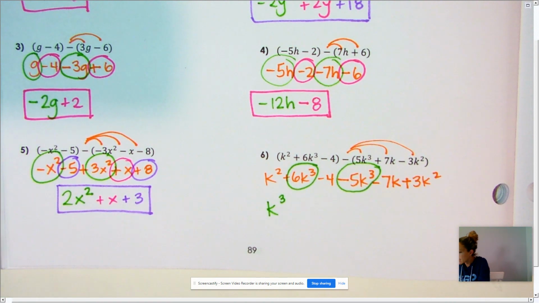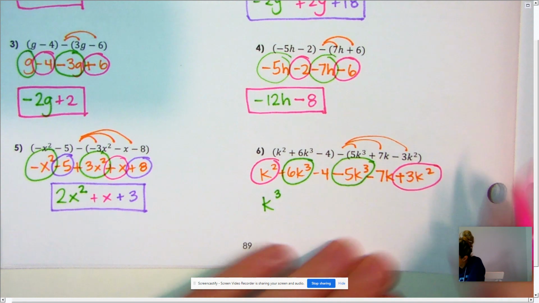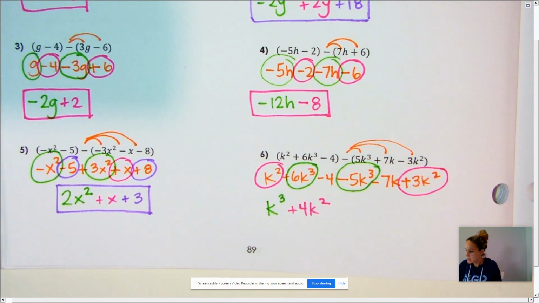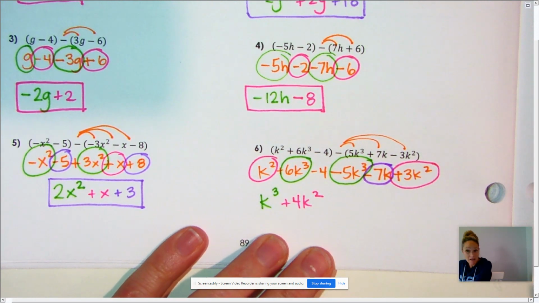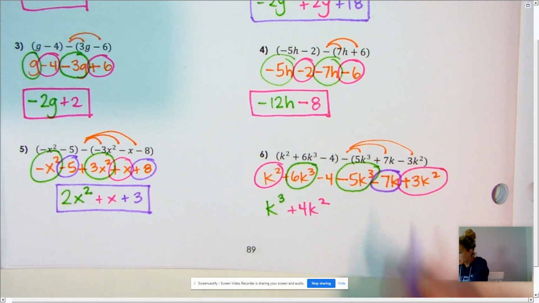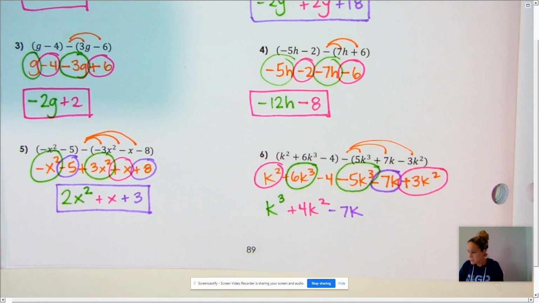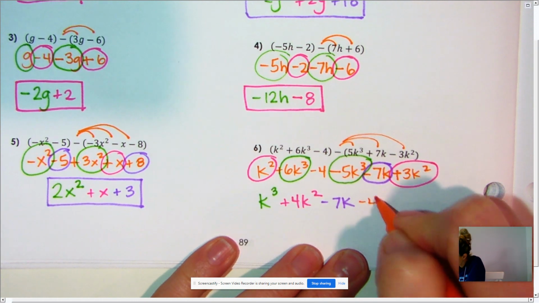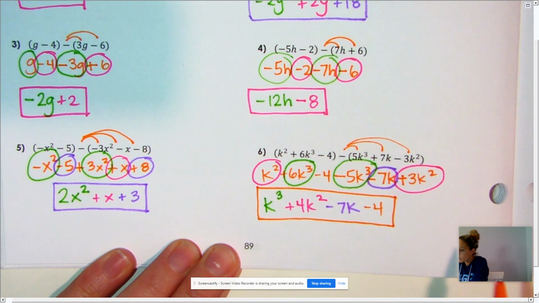Then I'm going to look at k squared. So I've got 1 here and 3 more here. So altogether I have 4k squareds. Then I'm going to look for the next thing, which would be this minus 7k. And there's only one of them that just has a plain old k, so we just copy it. So minus 7k. And then if I look and see, well, what's left after I've done all of that? Just that little minus 4 right there. So I'm just going to write that at the end, minus 4. So that is our last problem in the practice.